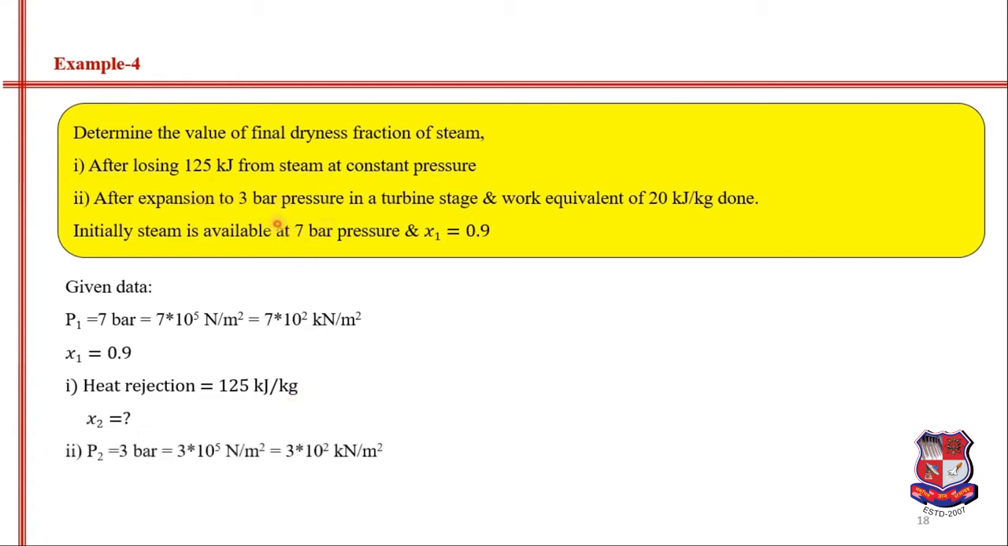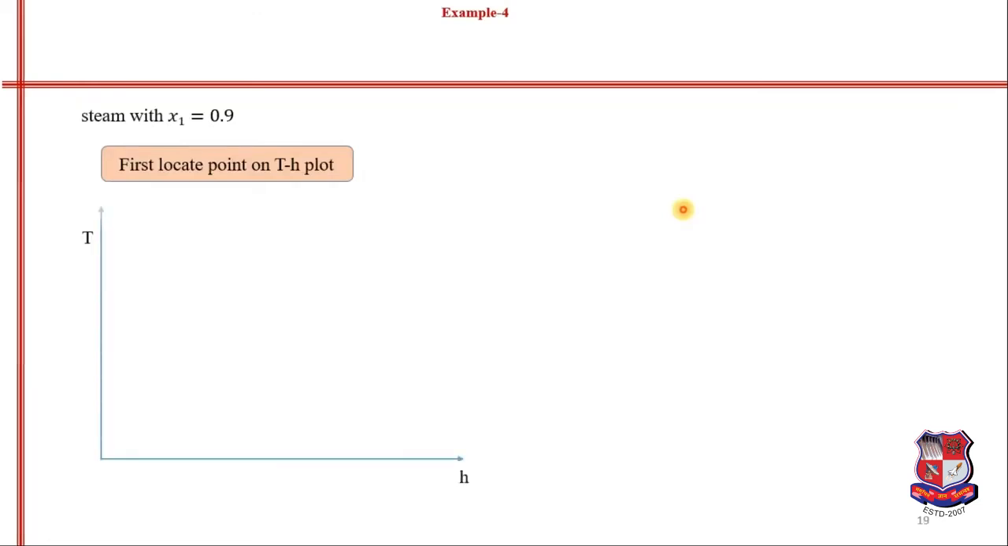In the second case, we are given that the final pressure becomes 3 bar, so 3 into 10 raised to 2 kilonewton per meter square, and we are developing work of 20 kilojoule per kg. For that case, what will be the dryness fraction? So as regular steps, first locate the point on the TH plot. Now pressure is 7 bar. As the dryness fraction is given as 0.9, obviously our point will land between point B and C.